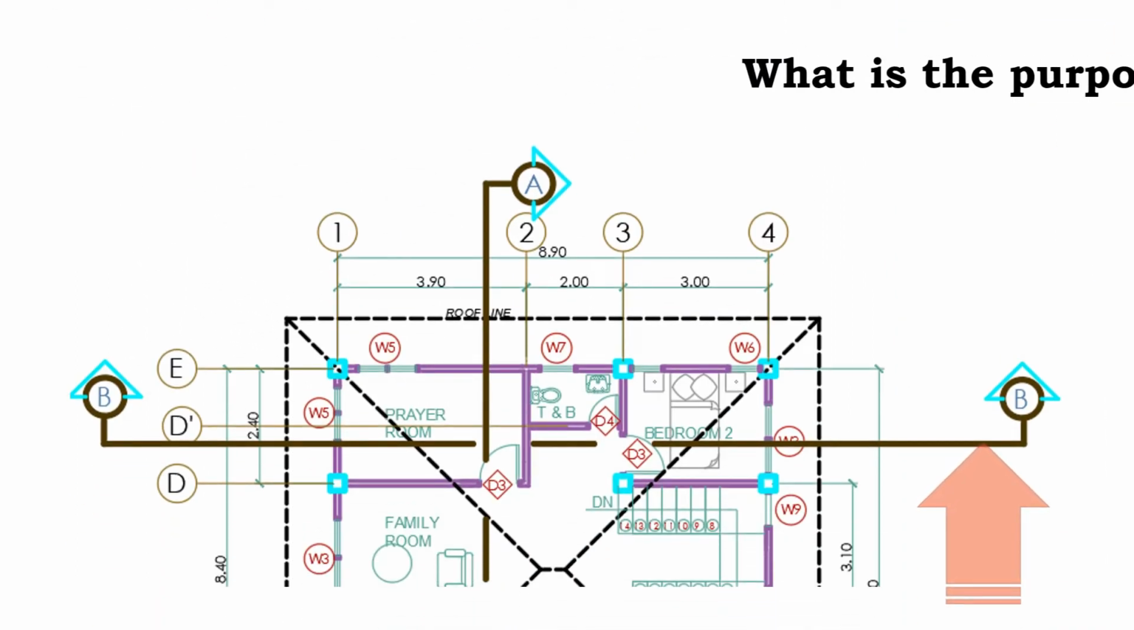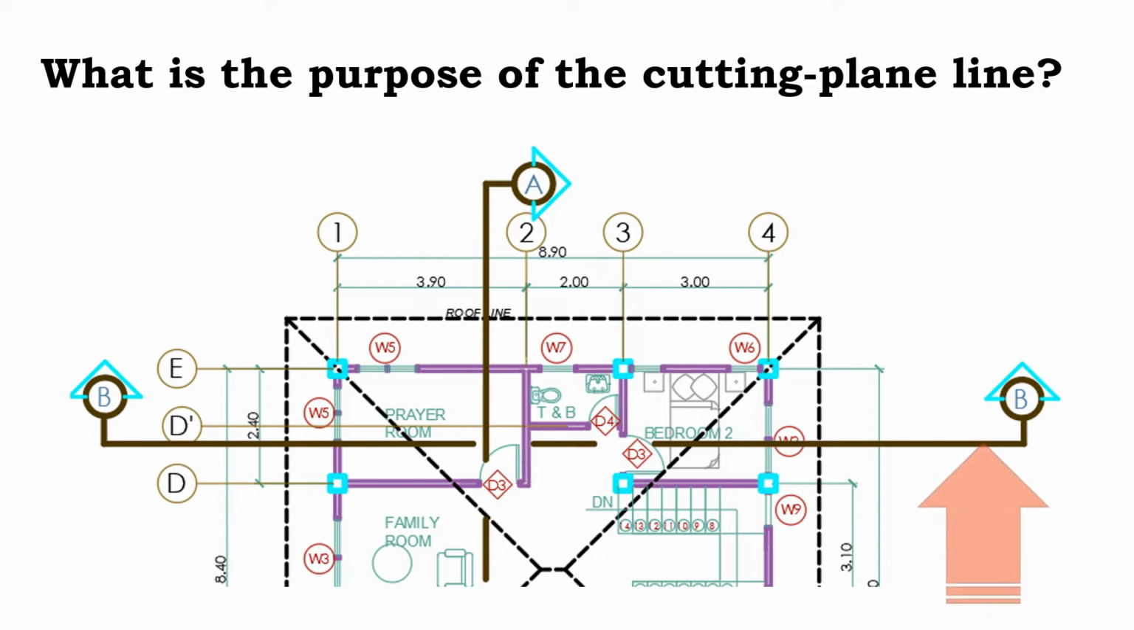Often, there are two cutting plane lines drawn in the floor plan. As shown, the cutting plane lines are A and B. These are commonly referred to as the cutting plane line for section AA and BB. For this presentation, let us focus on the cutting plane line BB. It is the line pointed out by the red arrow.